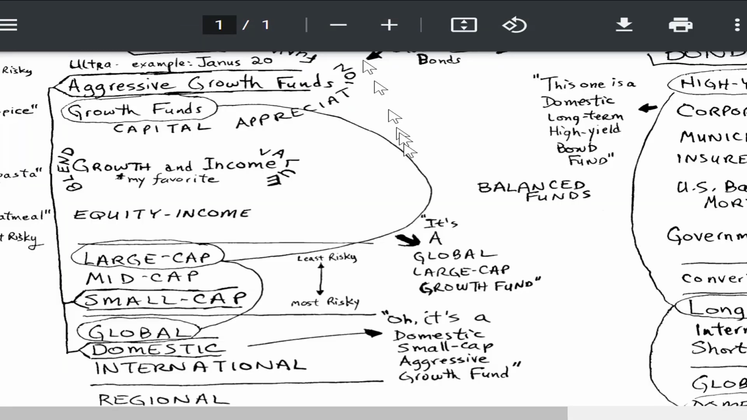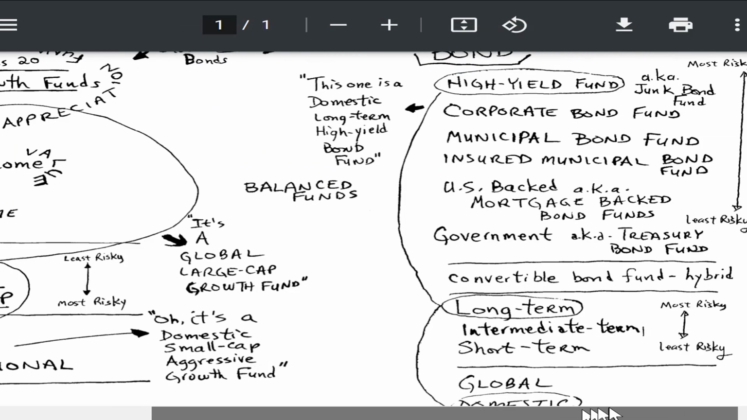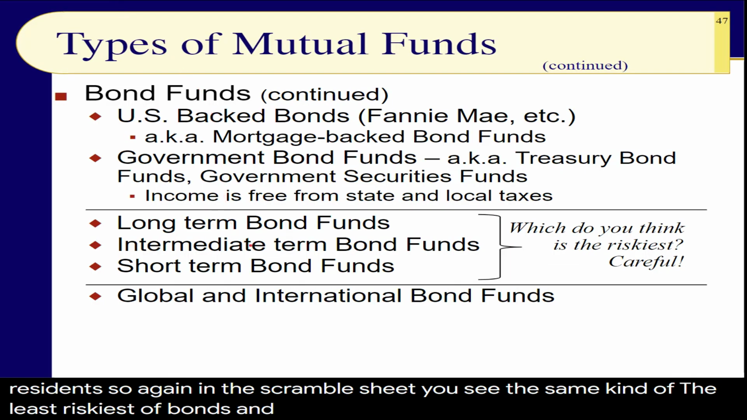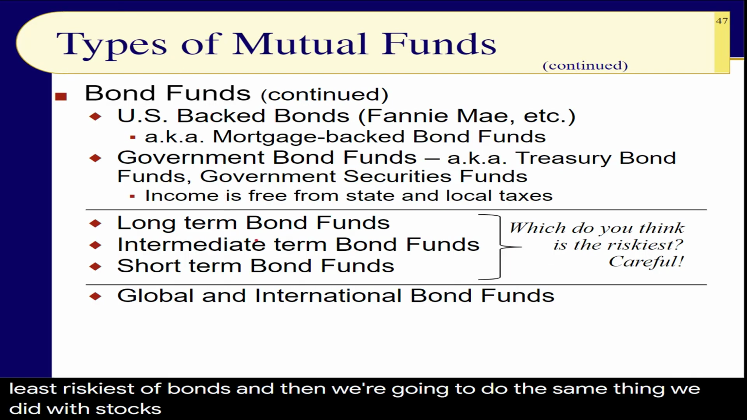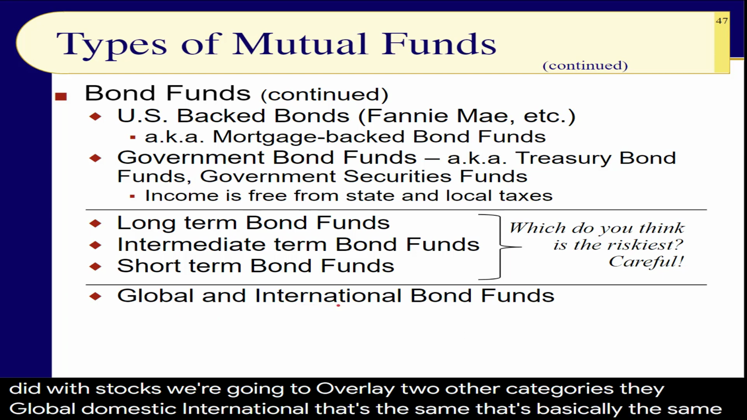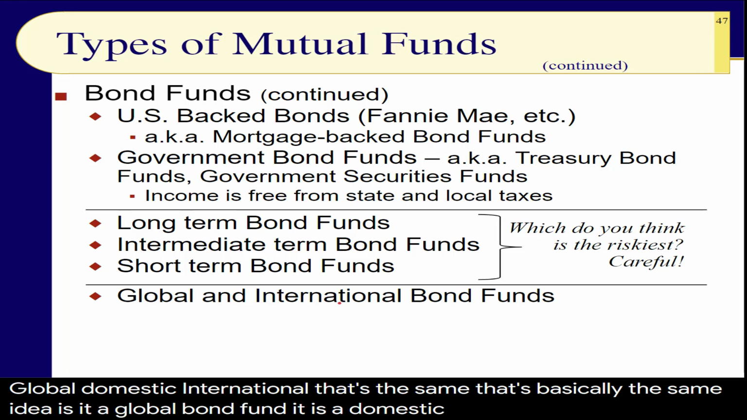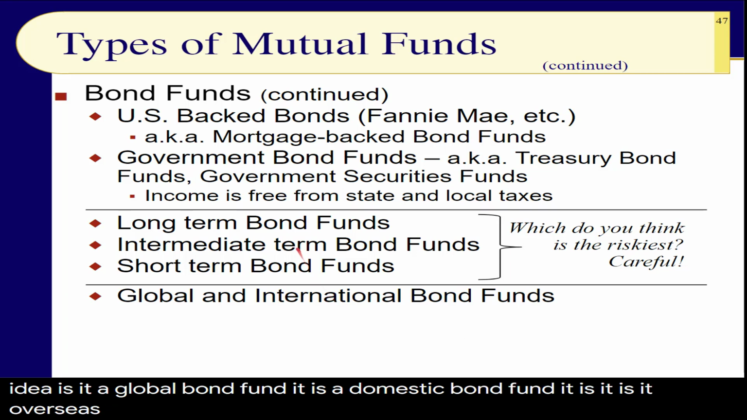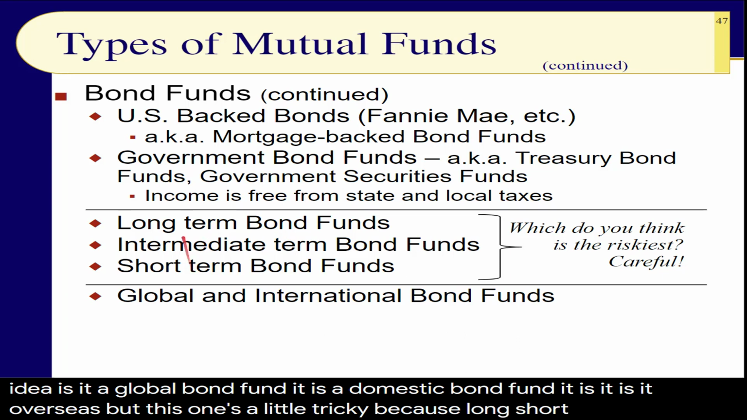So again, in the Scramble sheet, you see the same kind of idea. We've gone from the riskiest to the least risky of bonds. And then we're going to do the same thing we did with stocks. We're going to overlay two other categories. The global, domestic, international, that's basically the same idea. Is it a global bond fund? Is it a domestic bond fund? Is it overseas?